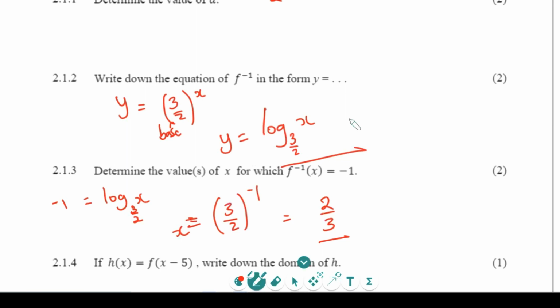That is 2.1.3. So even if this was a -2 or any other number, it's all about switching. We're moving from the logarithmic form into the exponential form for us to determine what x is.